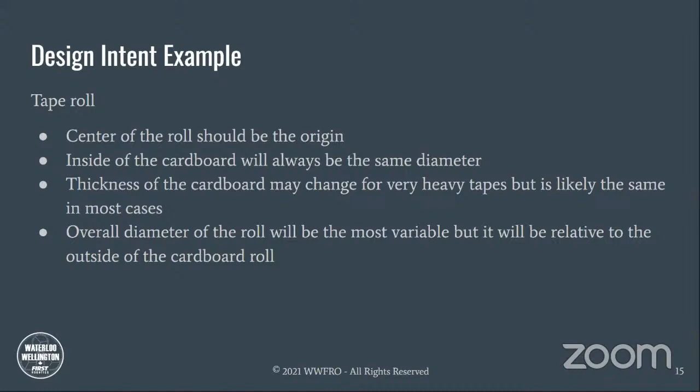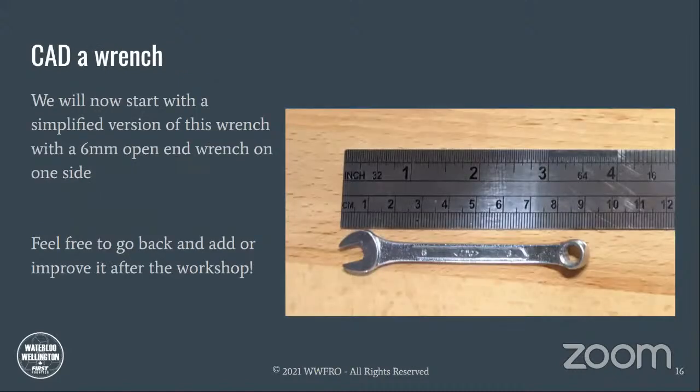So one example I can think of is if we look at a tape roll, the center of the roll would be the origin of the sketch. That's how I would do it. The inside cardboard will always be the same diameter for pretty much any tape roll because they're usually made on the same machine. The thickness of the cardboard may change, so that might be something I'd make configurable. And the overall diameter of the roll will be the most variable, but it'll be relative to the outside. So in your head, you can start to see how you'd build those relations up in your sketch.